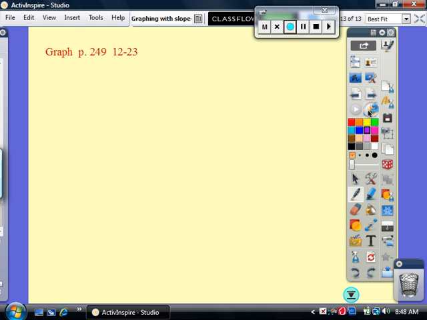Alright, this is the assignment for that. Let y'all write that down. Now, on page 249, it gives you different directions. I want you to graph these just like we've graphed in class. I want you to not follow the directions now, but find the slope, the x-intercept, and the y-intercept just like we've been doing.